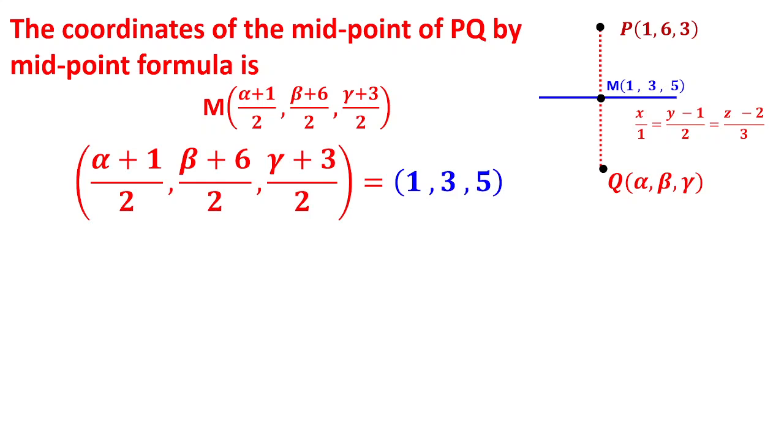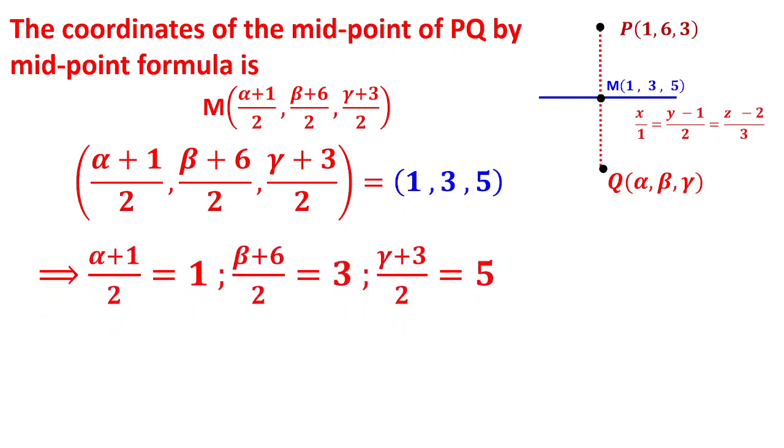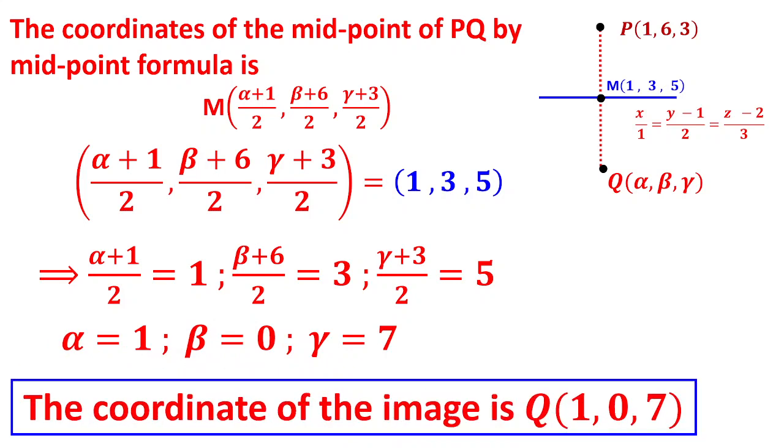Now we equate it with 1, 3, 5. All of us know that when two coordinates are equal, then the x coordinate equals the x coordinate, the y coordinate equals the y coordinate, and the z coordinate equals the z coordinate. So alpha plus 1 by 2 is equal to 1, beta plus 6 by 2 is equal to 3, gamma plus 3 upon 2 is equal to 5. Now solving, alpha is 1, beta is 0 and gamma is 7. Therefore, the coordinate of the image is 1, 0, 7.